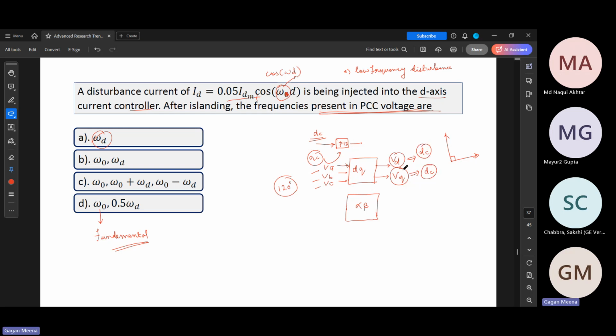These two are DC quantities. And by doing this transformation, we can still use the traditional PID controllers. That's why we use this. And this theory is also widely used in generalized machines theory.